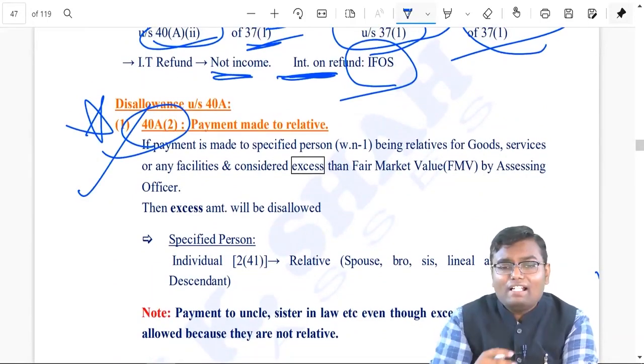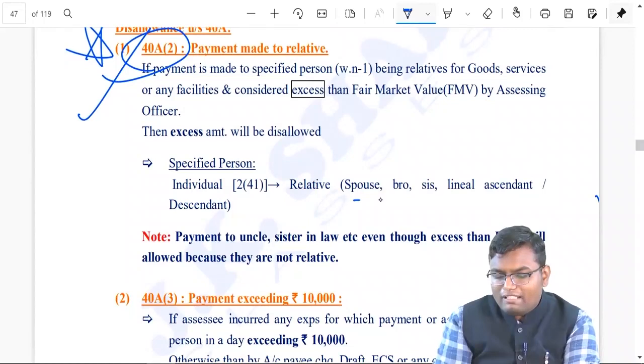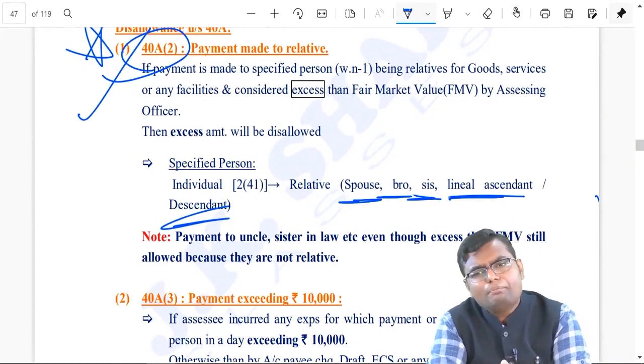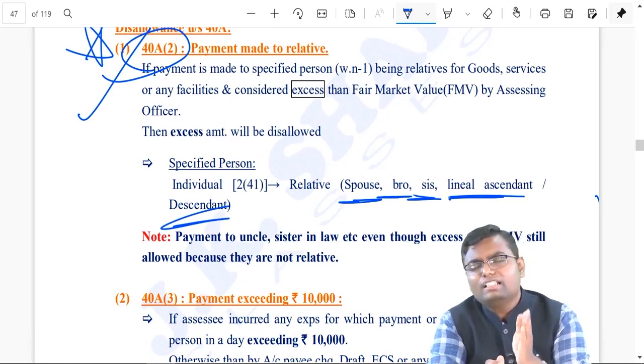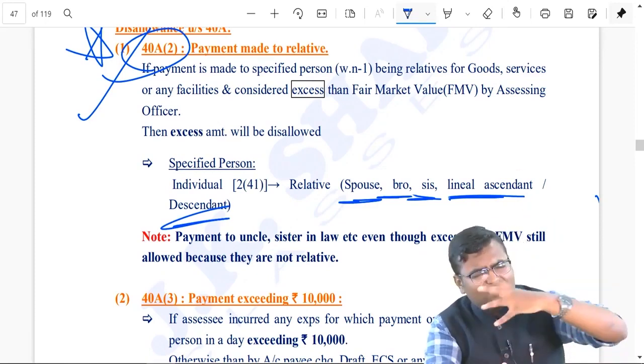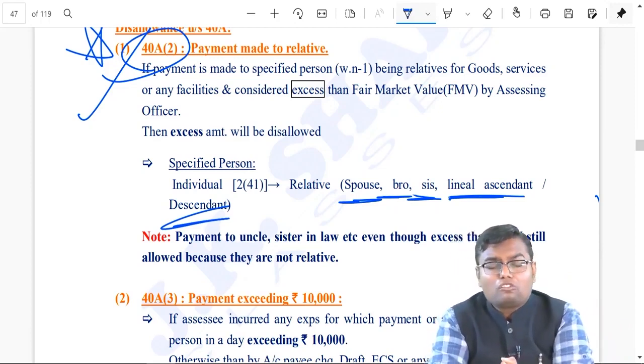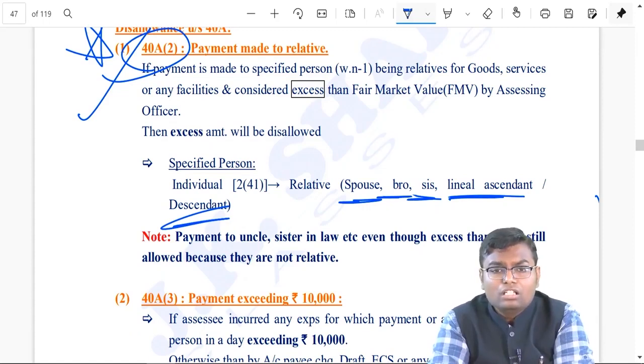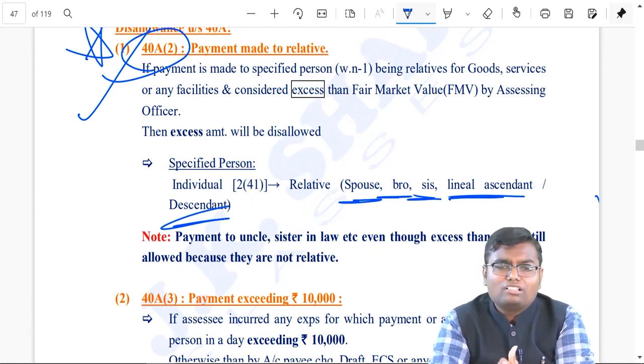Now here, who is called a relative? Relative will be spouse, brother, sister, lineal ascendant, lineal descendant, dependent or independent, both. Lineal ascendant means parents, grandparents. Descendant means son, child, grandchild, etc. Remember, other persons like uncle, sister-in-laws, etc. are not covered. Sorry, grandparents are still covered. Uncle, sister-in-laws, friends are never covered.